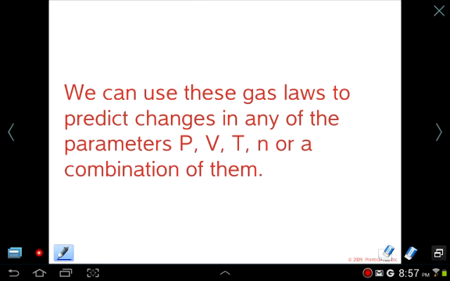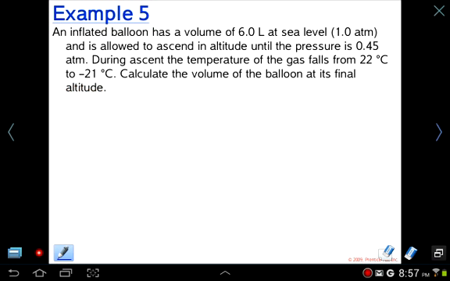We can also combine, in the previous two examples, we've combined two of these: pressure and volume, and volume and temperature. But we can combine three of them together, including moles, and do a gas law problem in combination. I think this is what our last example will show us. So our last example, as you'll see, has three parameters that we'll work with.